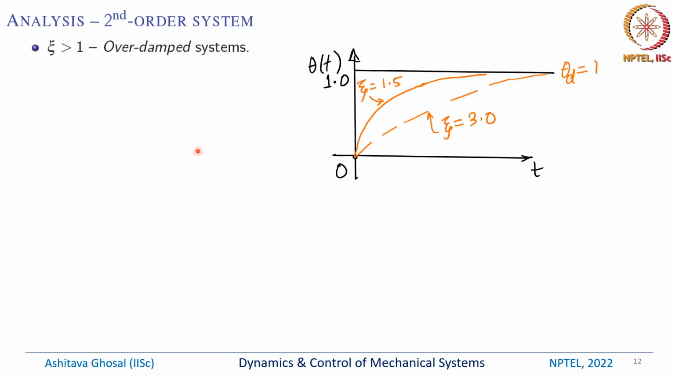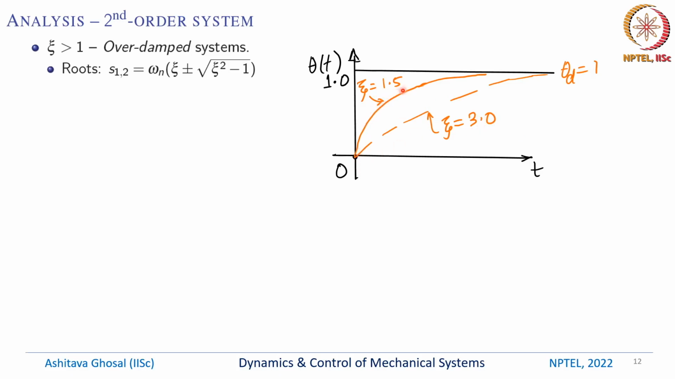Finally, we look at what is an overdamped system. In the case of an overdamped system, we have two roots and both the roots are real. So we have omega n into psi plus minus square root of psi square minus 1. Since psi is greater than 1, the term under the square root will always be real. So we have two possible roots, and in this example I'm showing you one root as 1.5 and one root as 3.0, arbitrarily chosen.